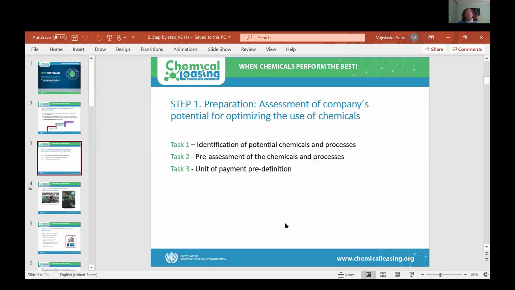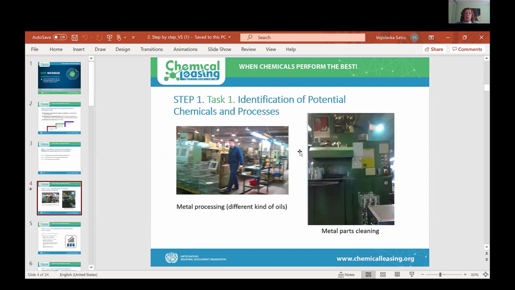After that, we divided these steps into some tasks. First of all is the preparation or assessment of a company's potential. We have to identify potential chemicals and processes. After that, to pre-assess these chemicals and processes, and predefine a unit of payment. I will show you that on our own experience.